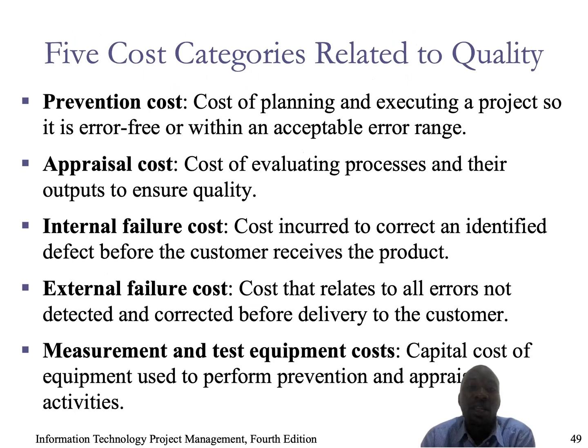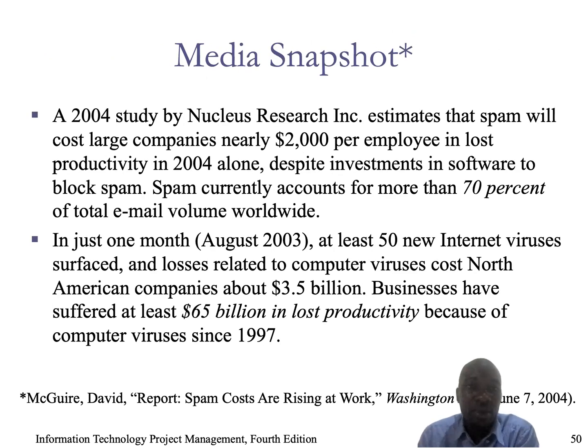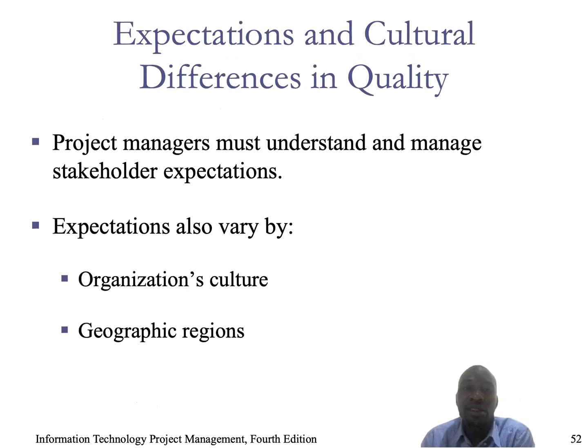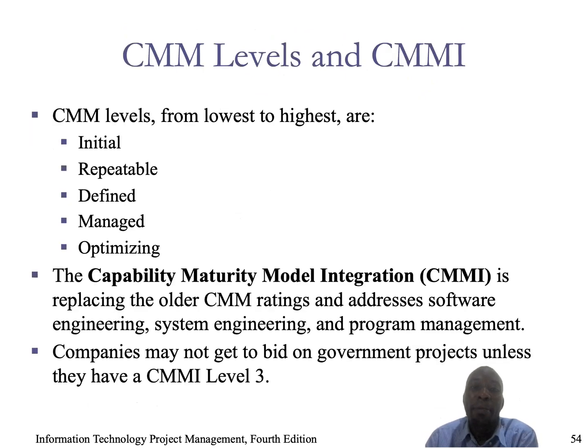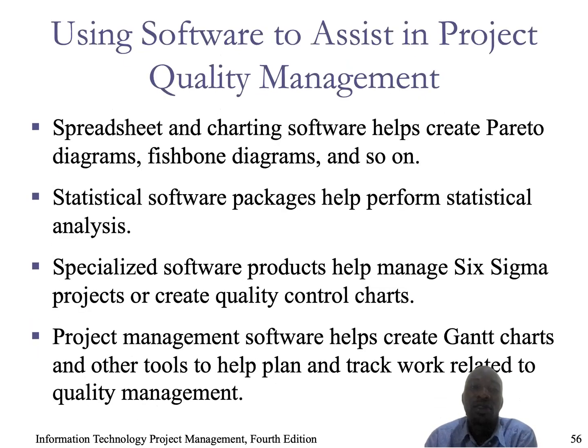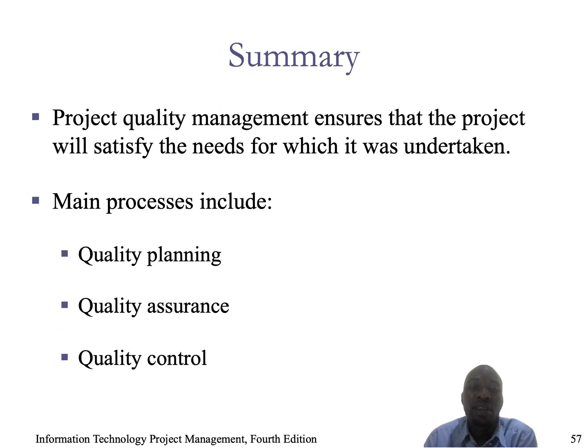And then we have five cost categories related to quality: prevention cost, appraisal cost, internal failure cost, external failure cost, and measurement and test equipment costs. These are case studies that you can go through. We shall probably discuss more in our session 2 for quality management.